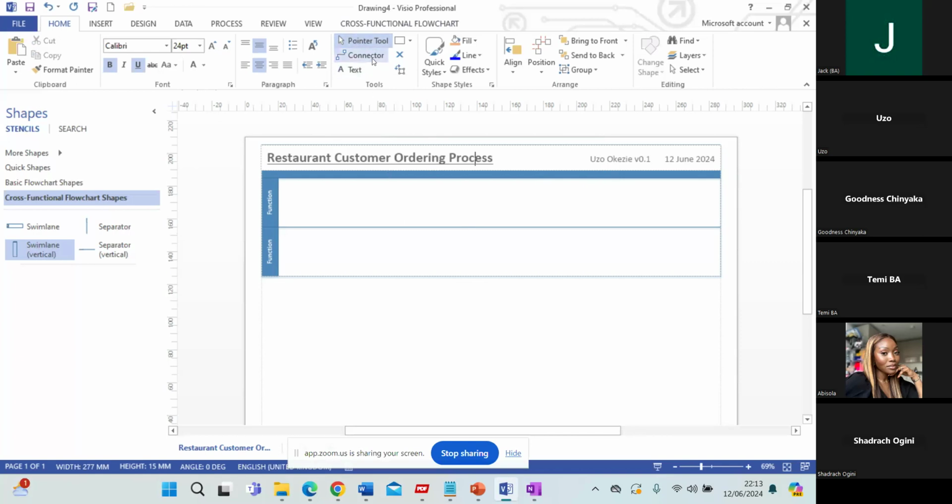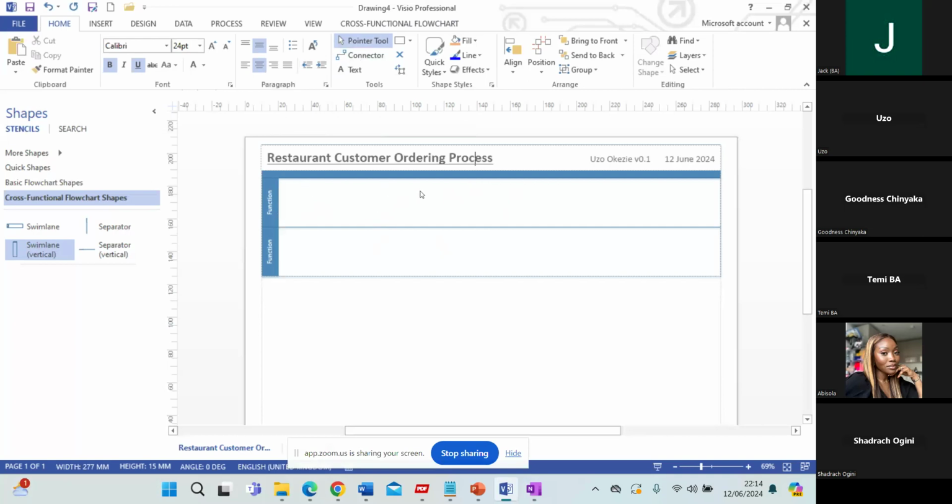Your default is the pointer tool, and it is basically what it says on the box. Once you're done creating, we'll go to create, but there's a connector that you can use as well, and then there's text, because a lot of times you may need to put text on it. There are other ways to do these, but this is just a simple, quick way to get it done.